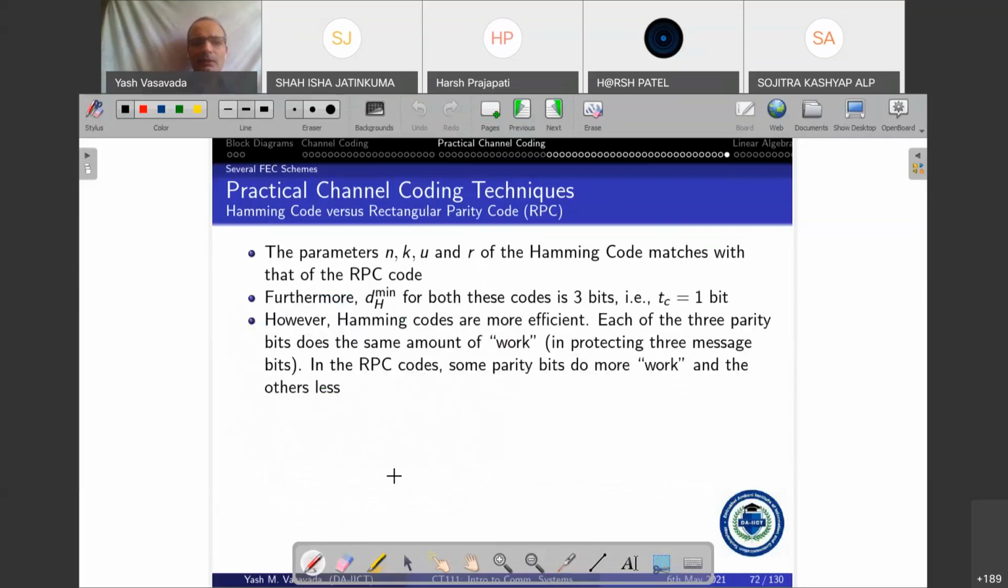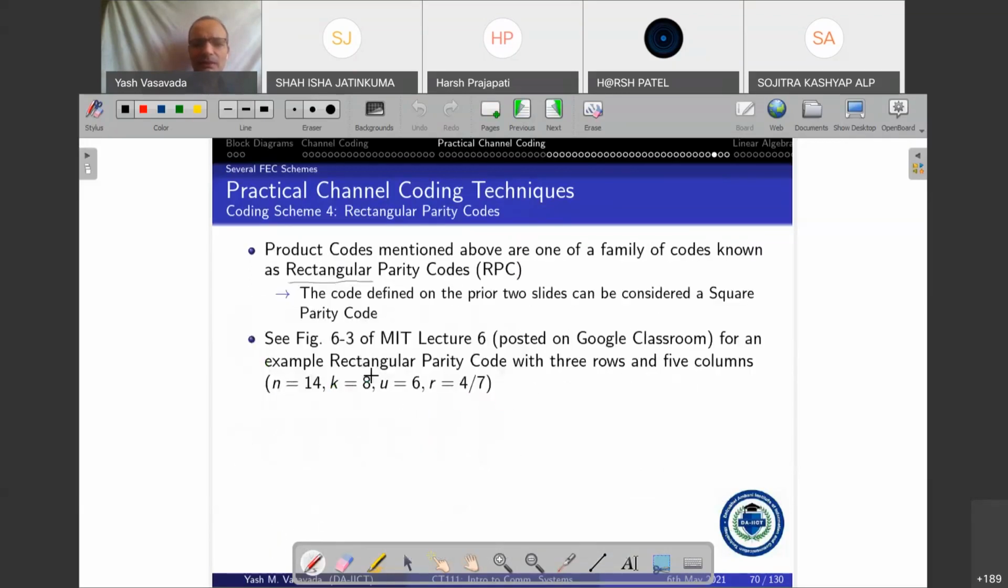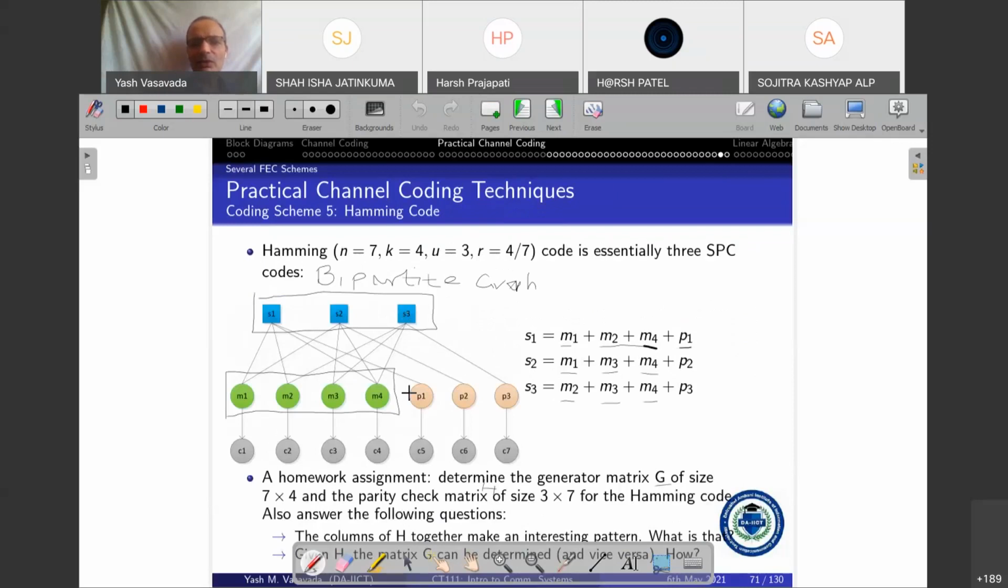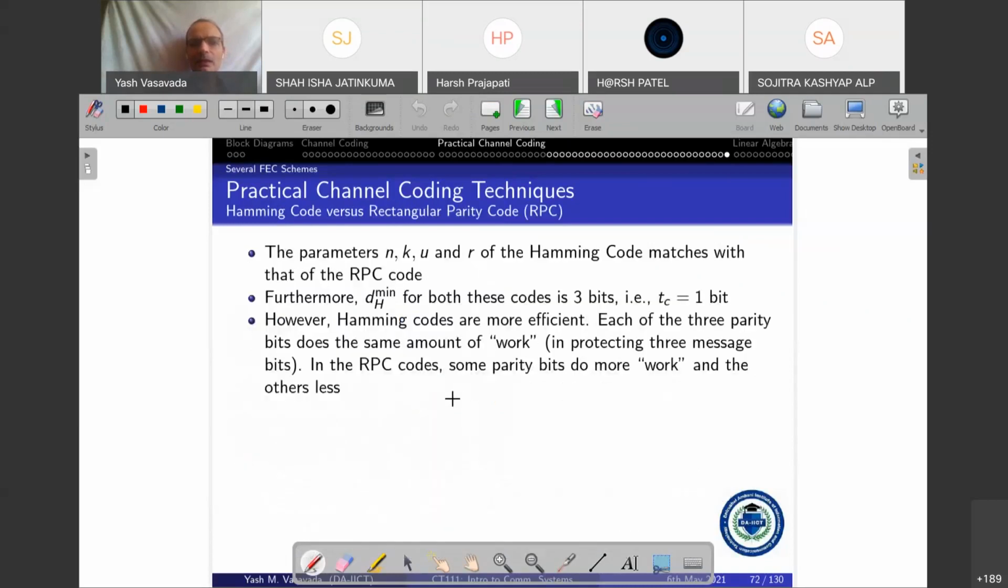Okay, now one thing that I want to mention is that this RPC code that you will study in this MIT lecture, its rate is also 4/7, and this Hamming code rate is also 4/7. It takes 4 bits and generates 7 bits out, and it adds 3 parity bits. And although we haven't done that calculation yet, we will show this maybe in the subsequent lecture, that the minimum Hamming distance for this code is identical. It is 3 bits.